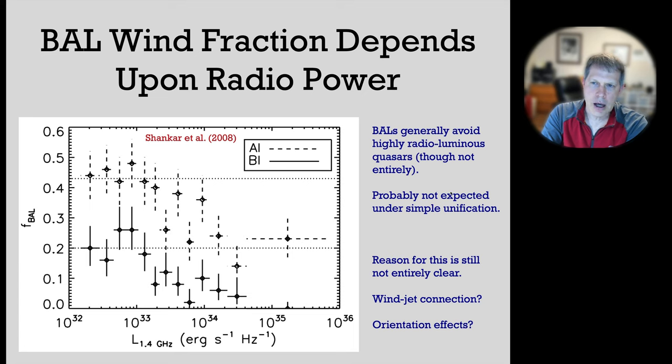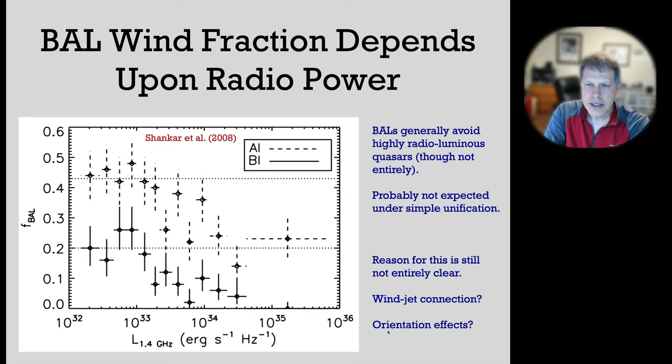This is another phenomenon that is probably not expected under simple unification. The reason for this phenomenon, again, is not entirely clear. One possibility is that a quasar may be able to produce a strong, wide-angle, sub-relativistic wind, or it may be able to produce a collimated, highly relativistic jet, but not both, at least usually not both. That's a possible explanation for this type of behavior. And again, that's something you would not expect according to simple unification, where you just have a normal radio-quiet quasar with a jet and each component goes about its business separately.